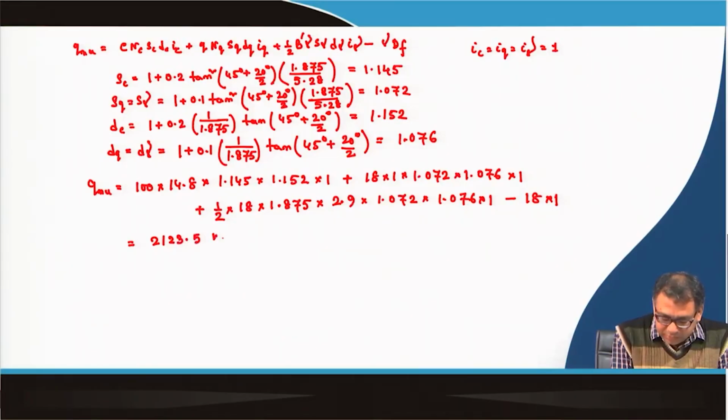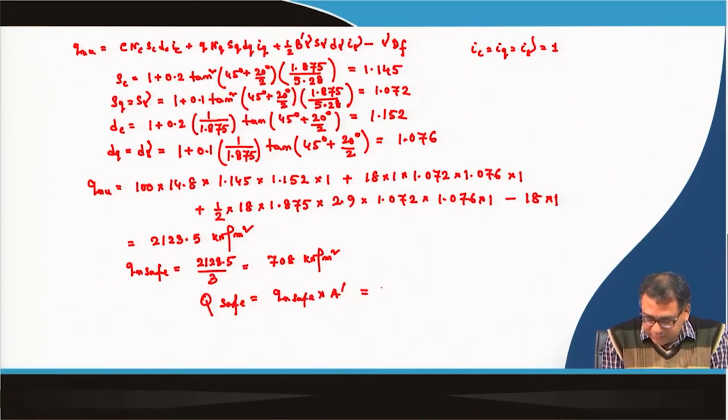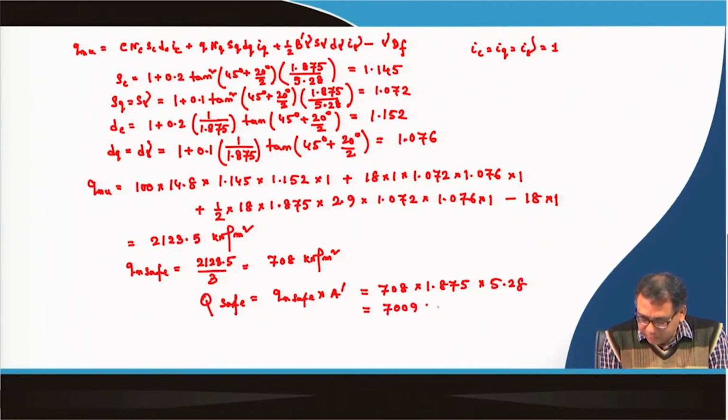Yeah. So, now this value is coming out to be 2123.5 kilonewton per meter square, and q net safe is equal to 2123.5 divided by 3, which is 708 kilonewton per meter square. Now, the Q safe will be equal to q net safe into A dash. So, that is equal to 708 into 1.875 into 5.28. So, that is around 7000 kilonewton, which is roughly 7 meganewton.